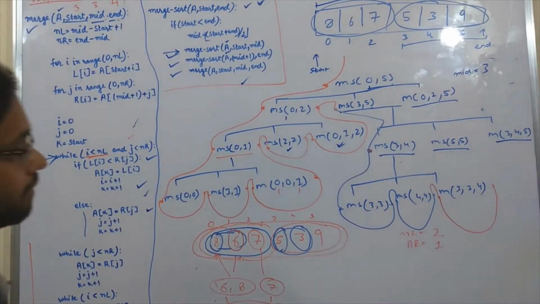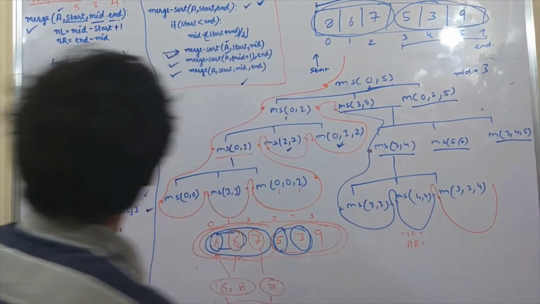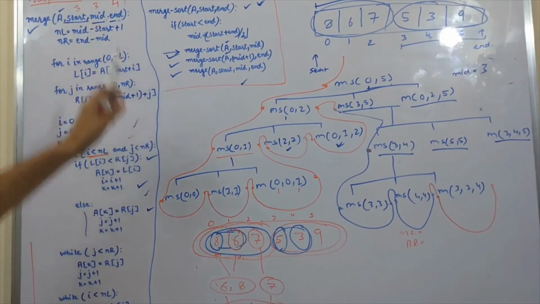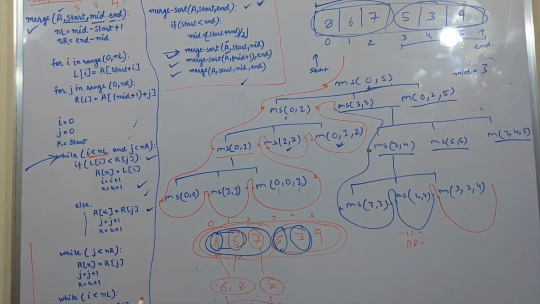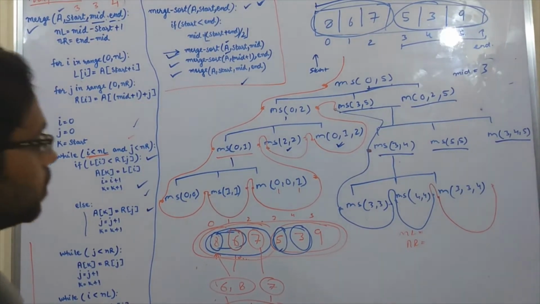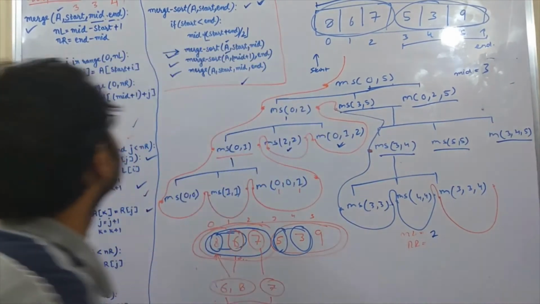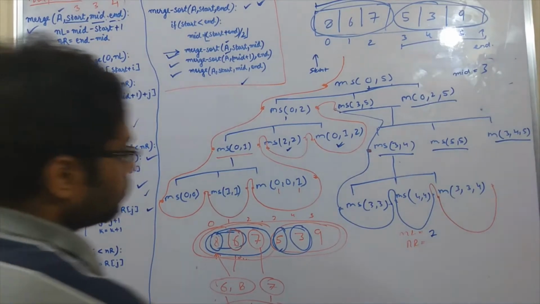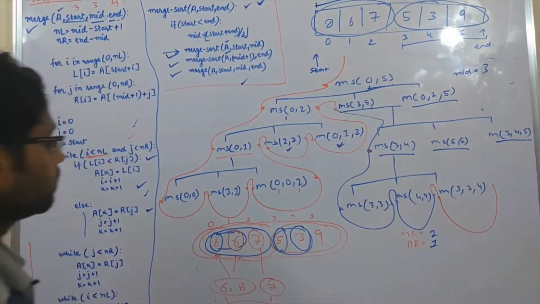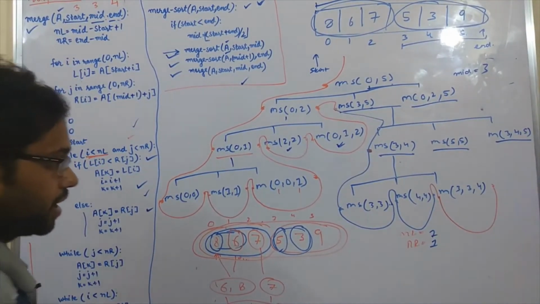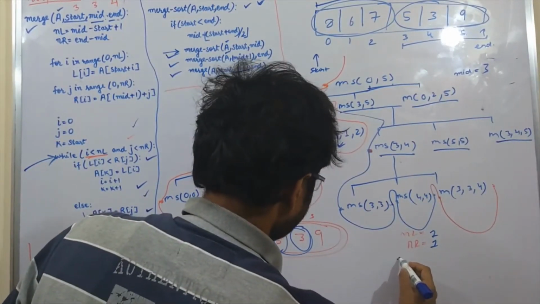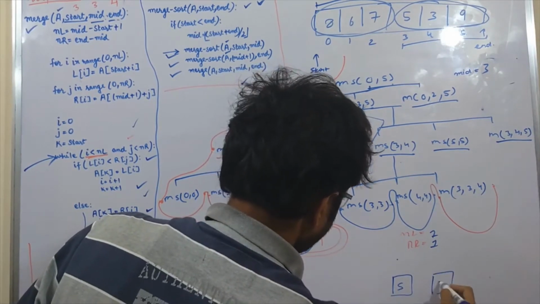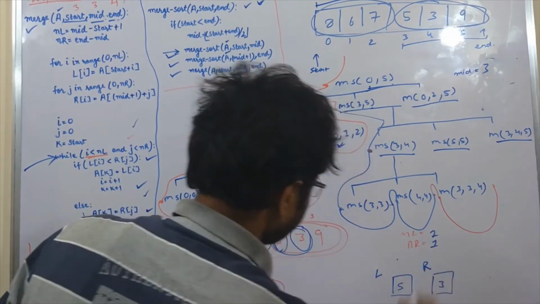So what will our NL value be? NL value is mid minus start plus 1. So mid 3 minus 3 is 0, plus 1, so the size of the left array will be 1, and NR will be end minus mid, or 4 minus 3, or 1. So both the arrays are of size 1. We will just copy the elements into the arrays. So what is done? 5 is copied into the array, and 3 as well; this is the left array and this is the right array.